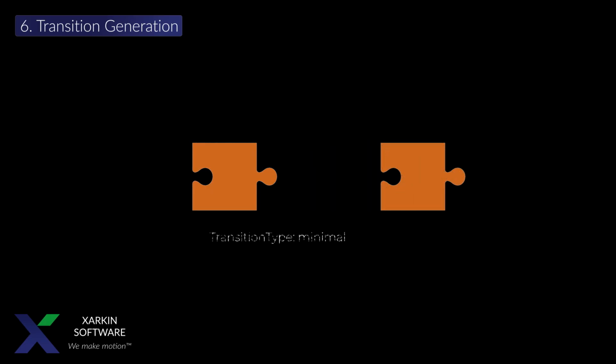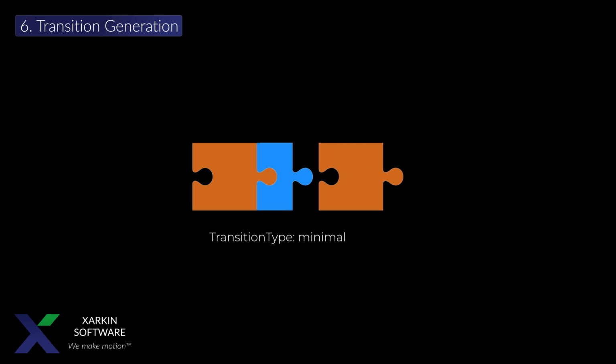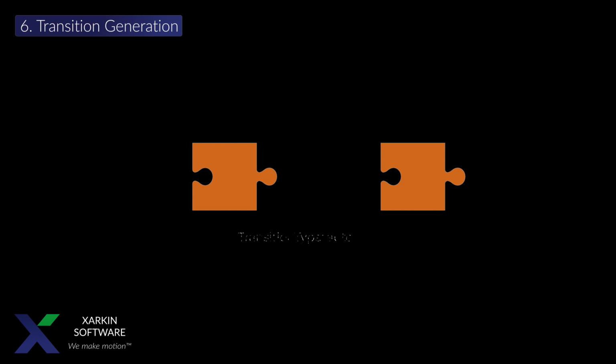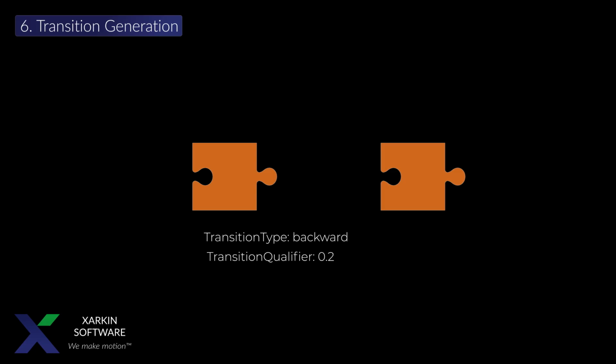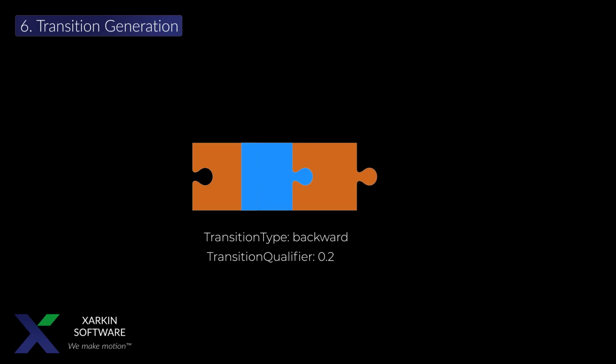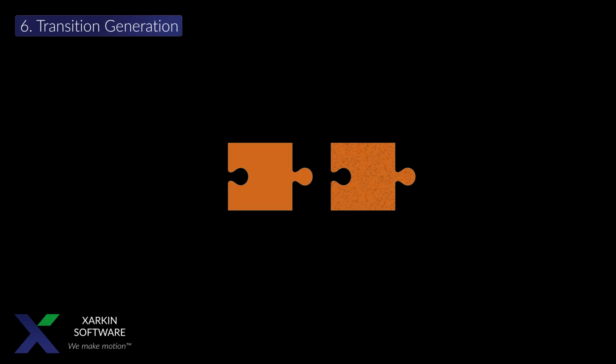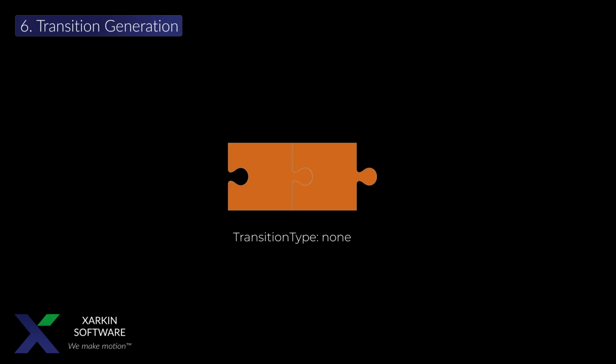A minimal setting tells the motion server to use as few frames as possible to connect the 2 motion elements. An auto setting tells the motion server to automatically create a transition. When moving from one motion element to another, there are cases where the ideal transition is to modify part of the first motion element. For example, a character walking onto a narrow beam may require adjusting the foot separation of the first element. The backward transition parameter can be used to do this. None is also an option when a transition is not required.